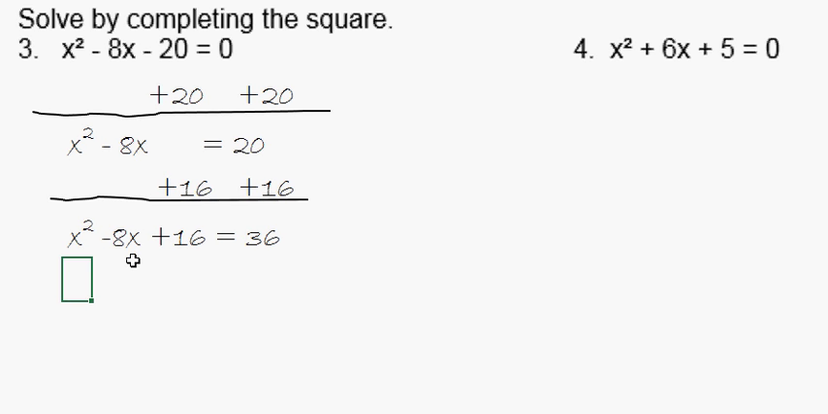Now I can factor the left-hand side. To do that, I will think about what multiplies to give me plus 16 and what adds to give me negative 8. Negative 4 plus negative 4 gives me negative 8. Negative 4 times negative 4 gives me positive 16. So I'm going to say x minus 4, and I will square that. And that's still equal to 36.